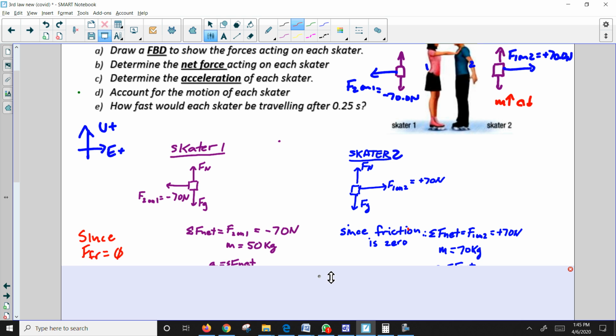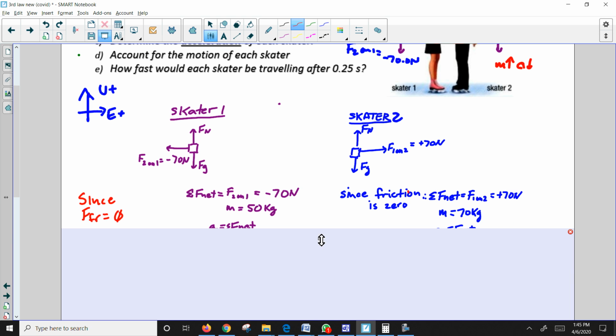Now, since friction is going to equal 0, the sum of the forces here for the first skater is simply going to be just the F2 on 1, 70 newtons. And on the other side, the sum of the forces is going to be 70 newtons, but forwards, or eastward in this case. And then we can use Newton's second law.